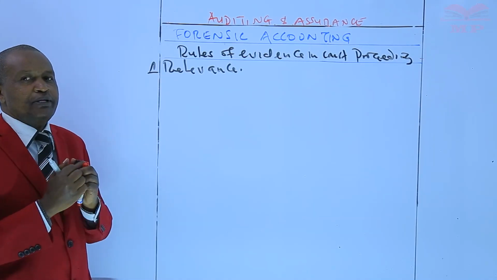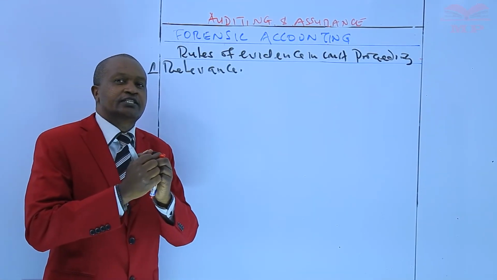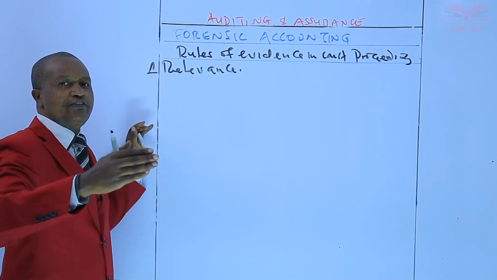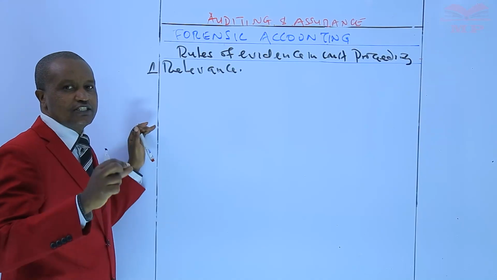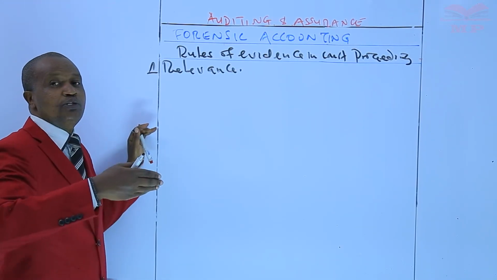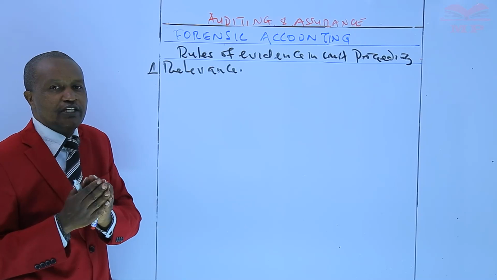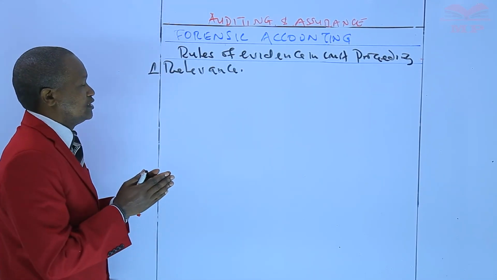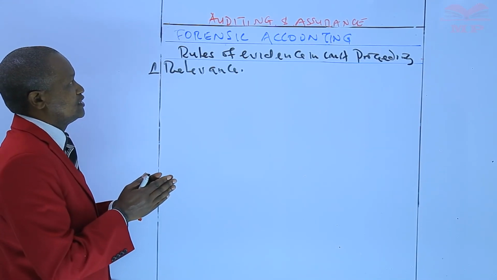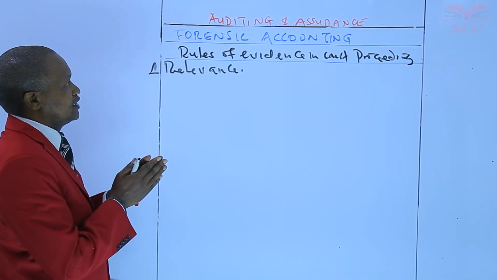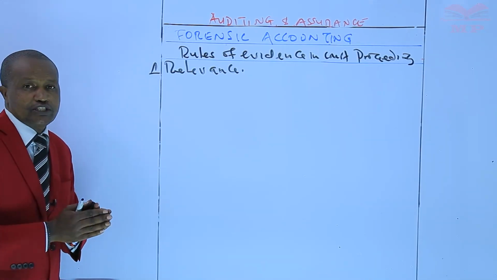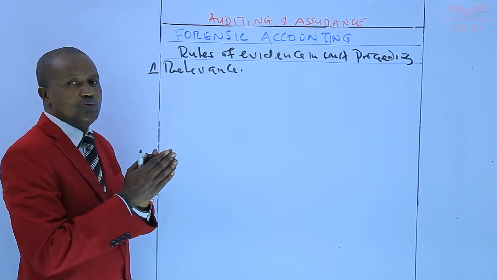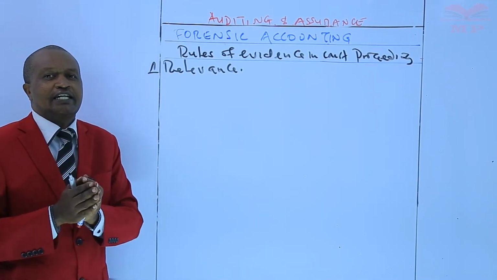Here, evidence must be relevant to the case at hand. It should have a logical connection to the facts in dispute and must be useful in proving or disproving a fact. That's the first point you can say about rules of evidence in court proceedings as far as forensic accounting is concerned. Relevance. Evidence must be relevant to the case at hand.